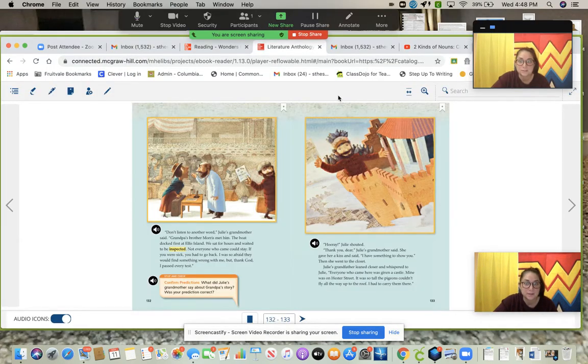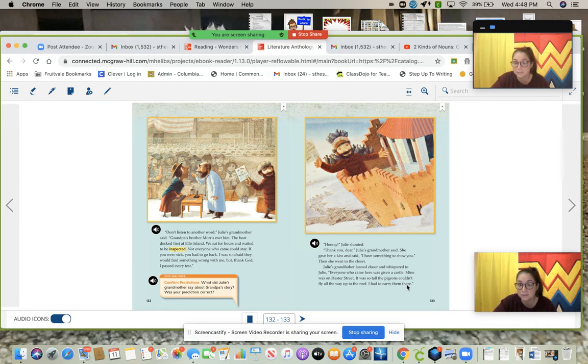All right. So last time we read this story, we were taking predictions on whether Grandpa really did get a castle when he joined America. So let's find out if that is true.